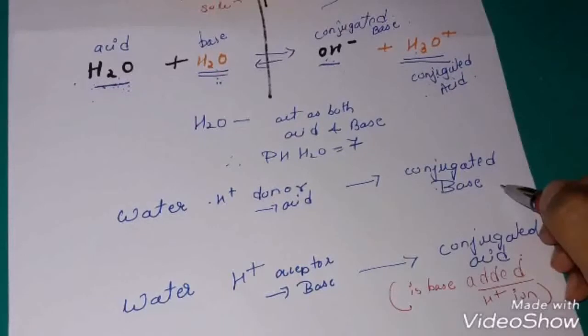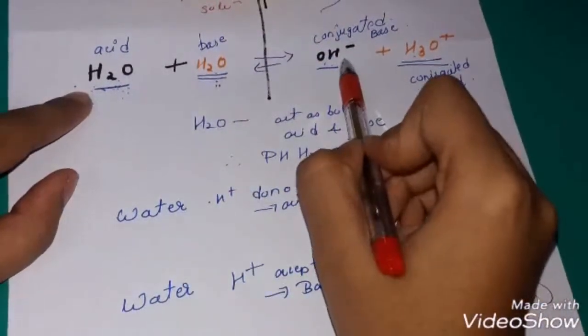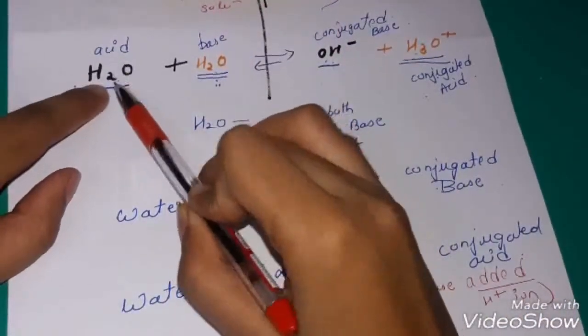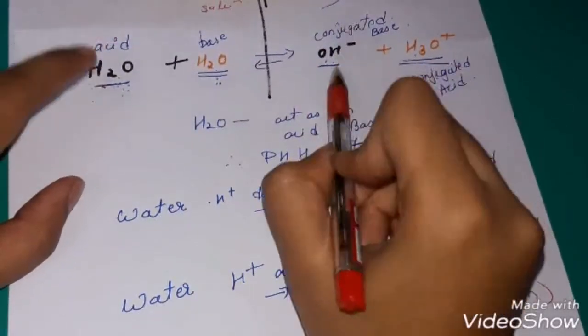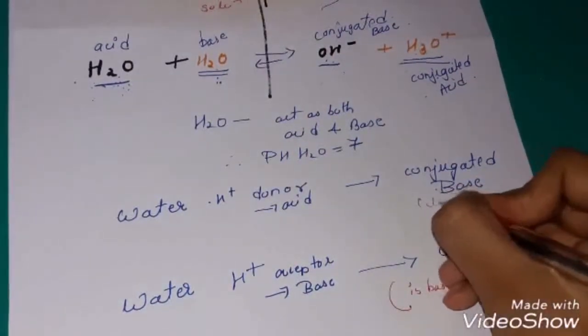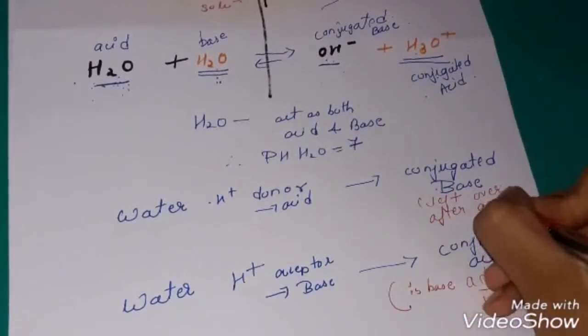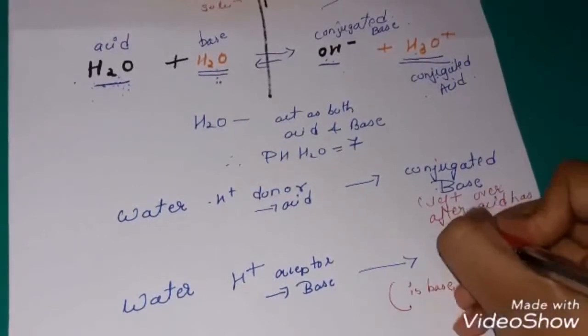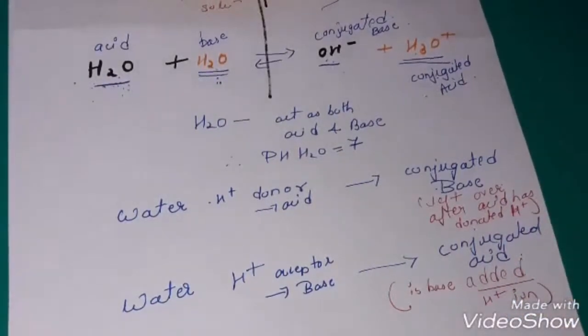And if you have to define conjugated base, the conjugated base is the leftover after an acid has donated its proton. So here we can see this one is the conjugated base, this one is the acid. Acid has donated its proton, and what we get as the leftover is known as conjugated base. So here we can write: the leftover after an acid has donated its proton. Okay, so I think both the concepts are clear.